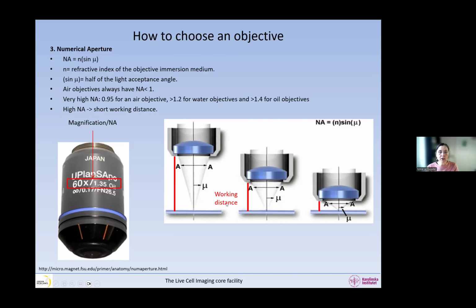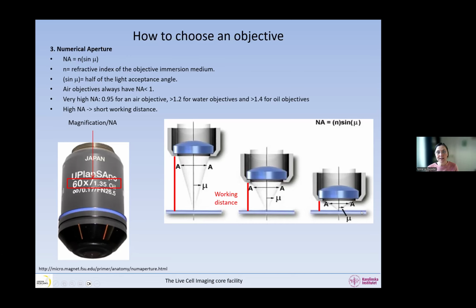So unfortunately, we spoke about the working distance before. The working distance and the numerical aperture play against each other. So when we have a wide angle, we have a high numerical aperture and we have a short distance. So it's a trade-off. It's often like this in biology, it's a trade-off.